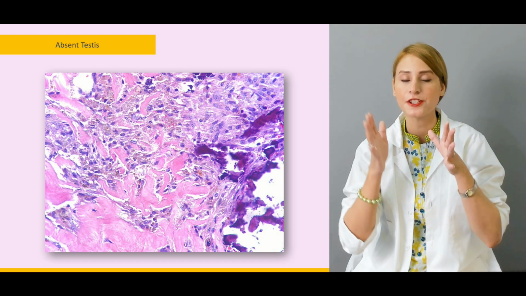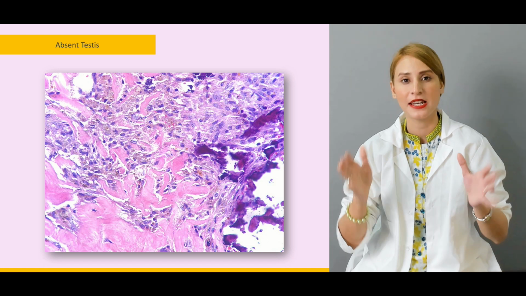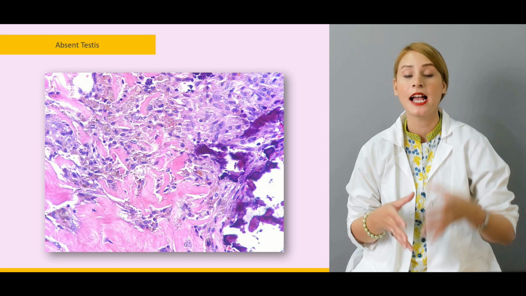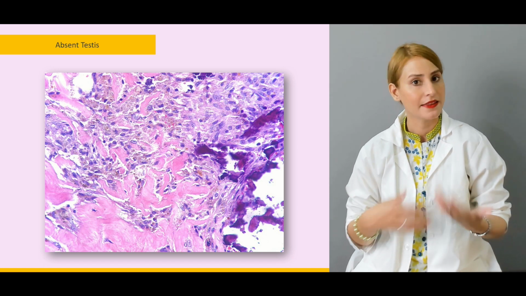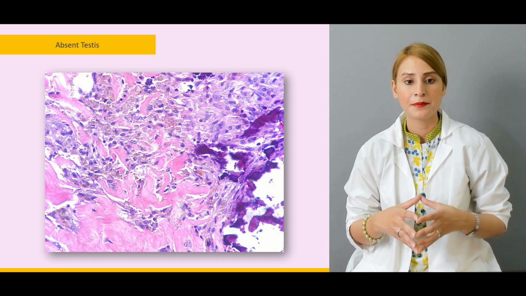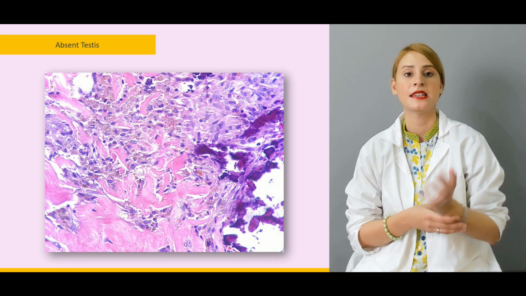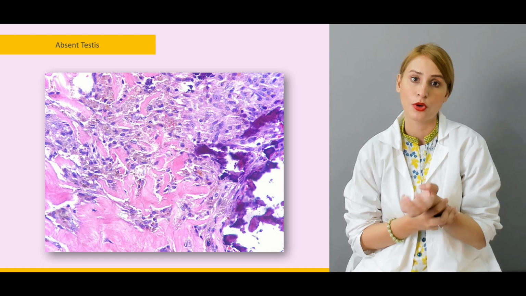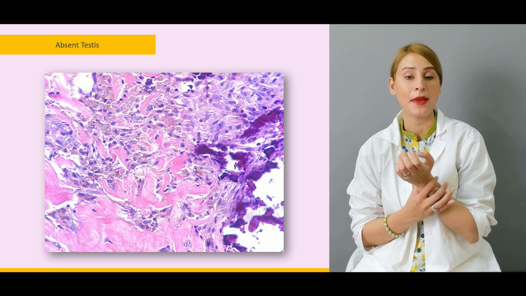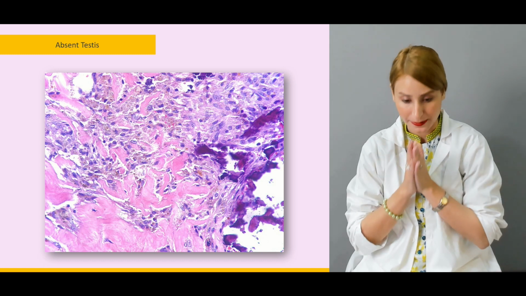So obviously the first common thing that will come to your mind is undescended testes, but do not forget about the absent testes, because sometimes they're not undescended, the testes are simply not present, right? So the cause behind this is the deficiency or incomplete blood supply of the testes, or the torsion of the testes, making the testicular cells dead.